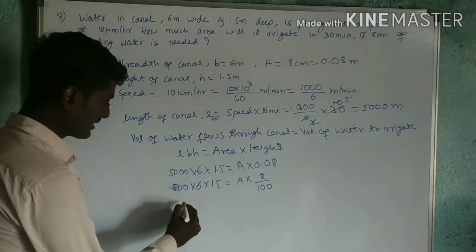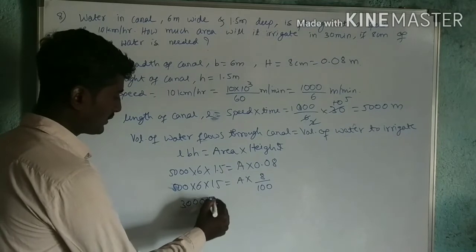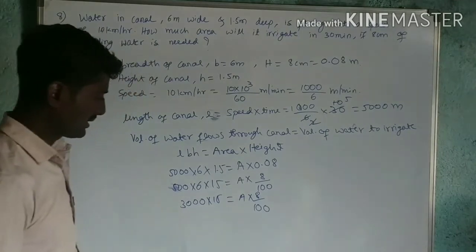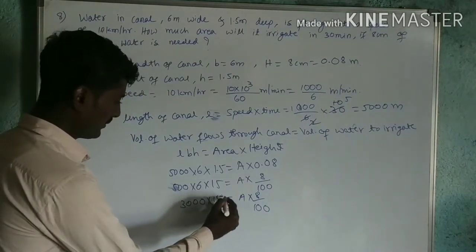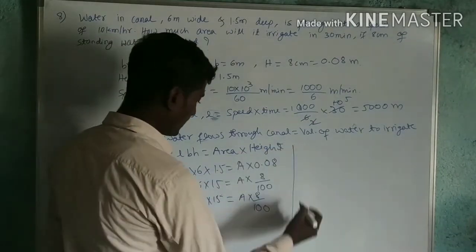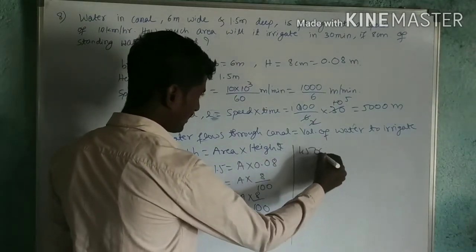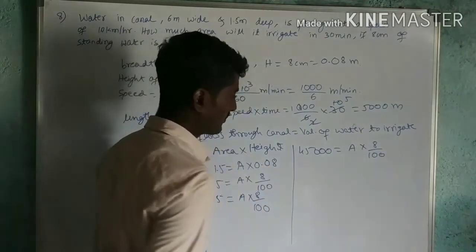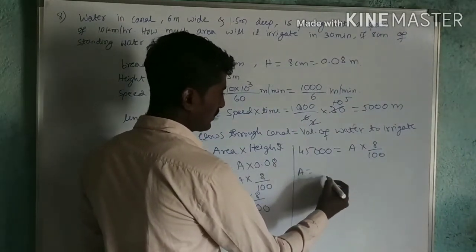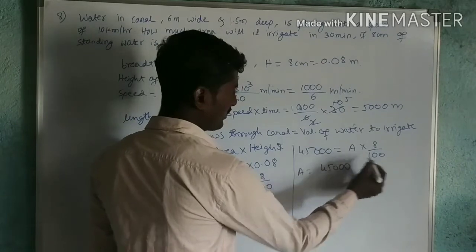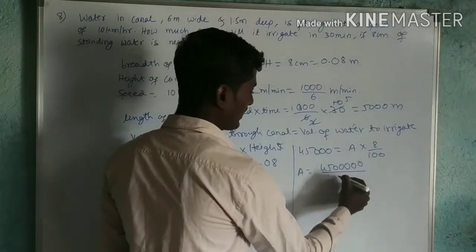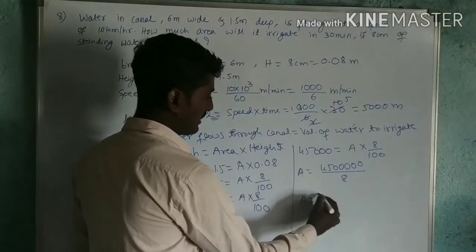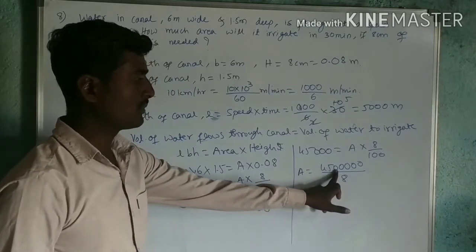Next, 6 5s are 30, so 30 means 000 into 15, and 8 divided by 100. Next, 15 3s are 45. Now here 45000 times A equals 8 divided by 100. Now cross multiplication: A is equal to 45000 into 100 divided by 8. Now divide by 8. 8 5s are 40, carry 5, it will become 50.